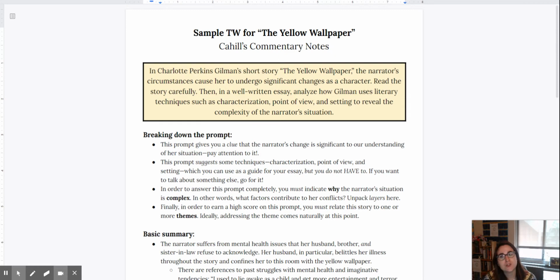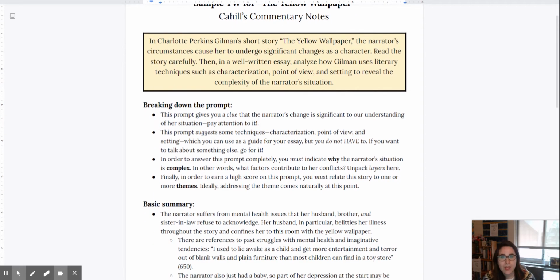The prompt reads, in Charlotte Perkins Gilman's short story, The Yellow Wallpaper, the narrator's circumstances cause her to undergo significant changes as a character. Read the story carefully, then in a well-written, organized essay, (it doesn't say organized, I added that), analyze how Gilman uses literary techniques such as characterization, point of view, and setting to reveal the complexity of the narrator's situation.